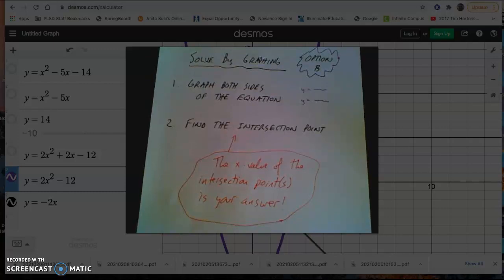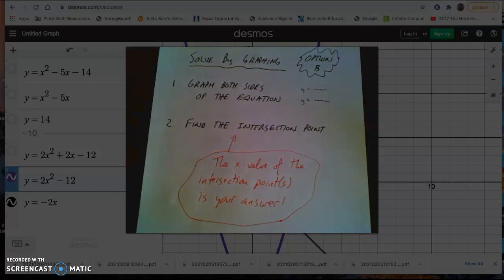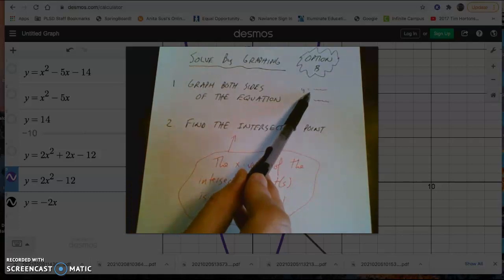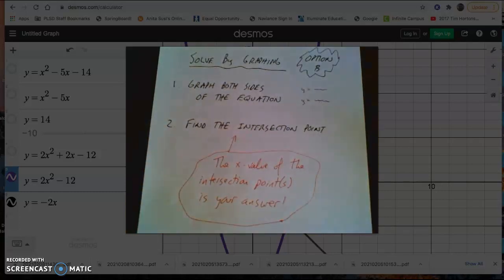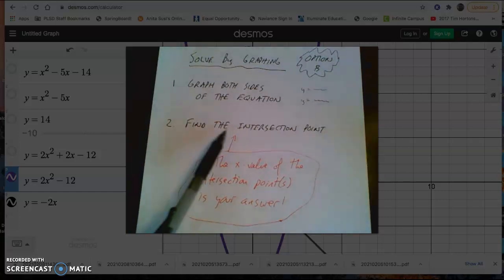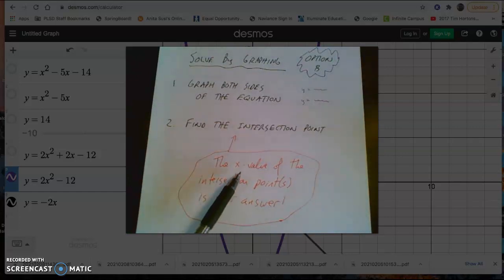But if you'd like a little variety in your life, why not try option B, in which case you take your original equation, you don't rearrange it, you just graph the left side as a y equals equation and the right side as a separate y equals equation, and those 2 graphs are probably going to intersect. When you find the intersection point, the x value of the intersection point, or of all those points, is the answer to your equation. That's it.